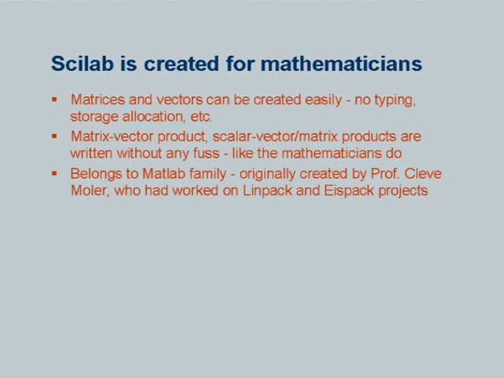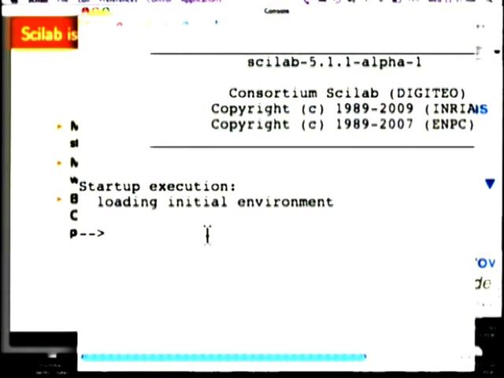Now Scilab is created for mathematicians. Matrices and vectors can be created easily. No typing, don't have to define storage, etc. So let me just go to a Scilab environment. I have just opened it. At present I am using a Mac OS X operating system. Scilab runs also on Linux machines and also on Windows.